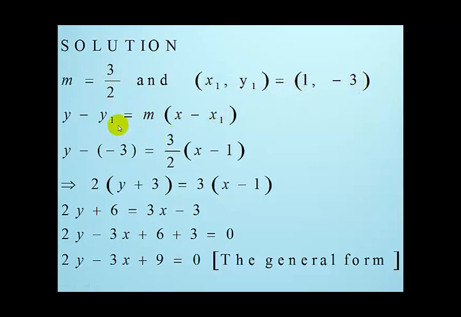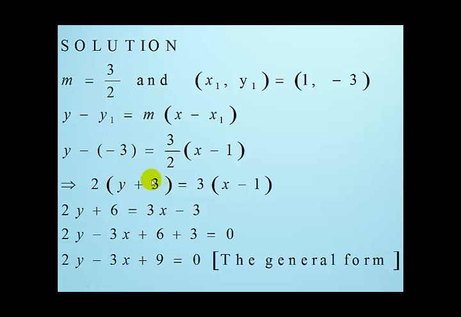So by substitution, we have y minus, because y1 is minus 3, we have y minus minus 3 into bracket. This is equal to 3/2, because m, that is the gradient, is equal to 3/2. So we have 3/2 into bracket x minus 1, where 1 is x1, that is x1 equals 1. Now the coefficient of the bracket is minus 1. So minus 1 times minus 3 will give us plus 3. That is how come we have y plus 3 in the bracket.